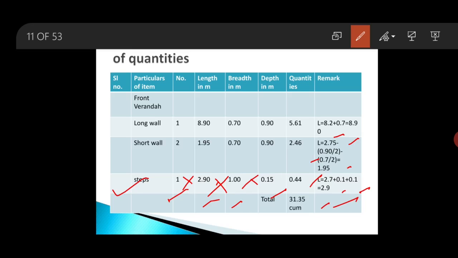So with this we have completed all the excavation work. Now we will add all these quantities: first room long wall, short wall, then veranda long wall, short wall, then step. After adding you will get the total quantity as 331.35 cubic meter. So this is all for today's class.